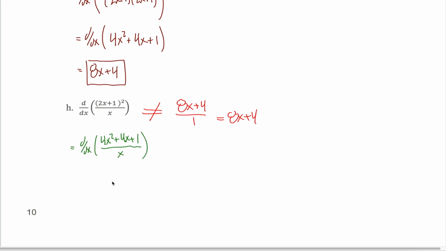And then get rid of this division. How do you get rid of this division? Well, we can think about this as 4x squared over x plus 4x over x plus 1 over x. Wait, what just happened there? You can break up a fraction when the numerator has multiple terms into multiple fractions. Oh, I didn't know you could do that. Well, yeah, you did, because you can go from this step to this step.